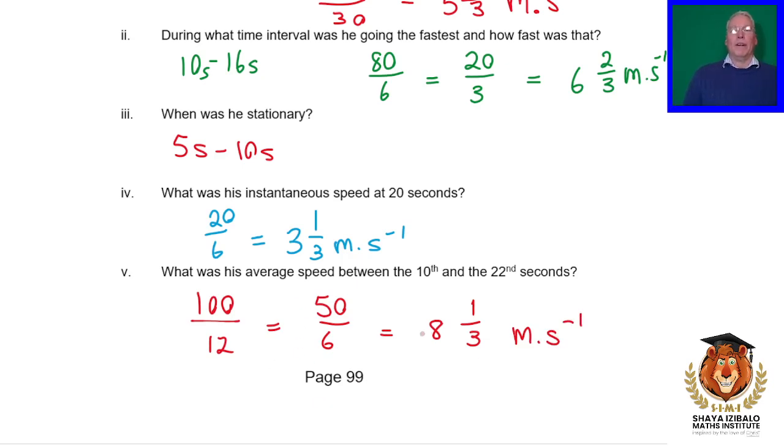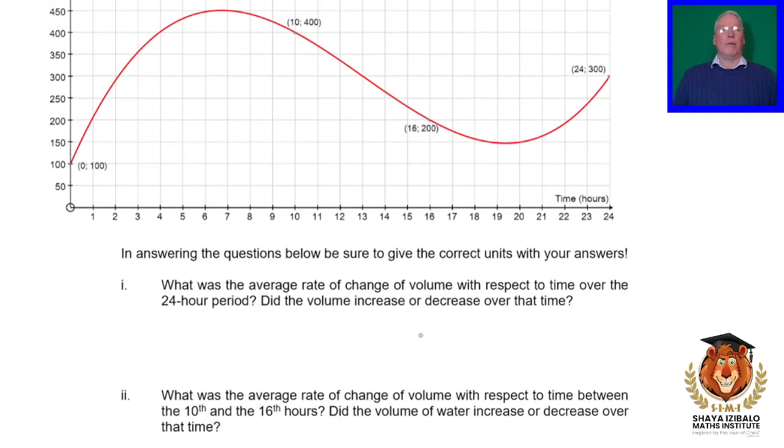Okay, here's another example, and this one has to do with a water tank. Pause the video briefly, try it yourselves and see how you go, and then we'll take a look.